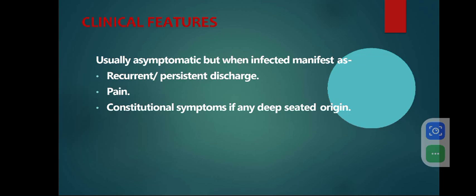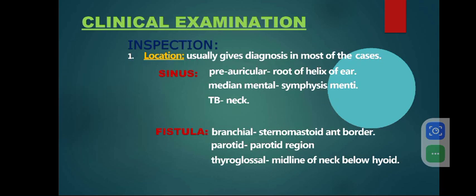Clinical features: usually asymptomatic, but when infected, manifest as recurrent persistent discharge. Pain and constitutional symptoms if with deep-seated origin. Clinical examination. Inspection: location usually gives the diagnosis in most of the cases.